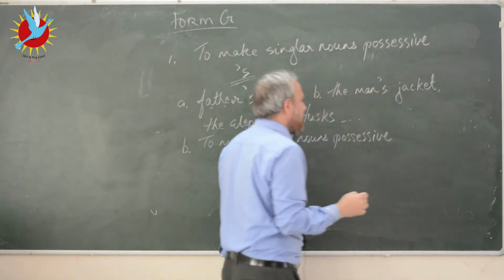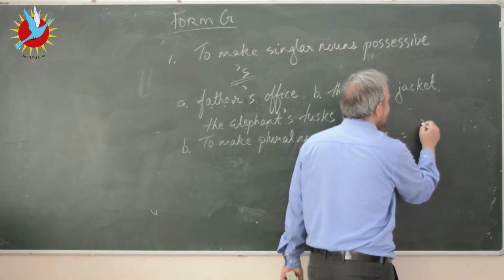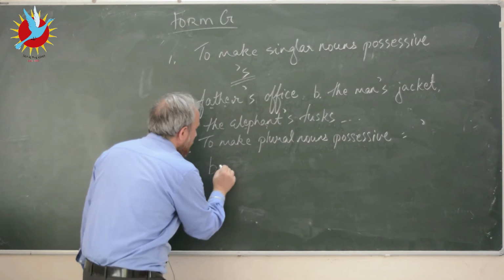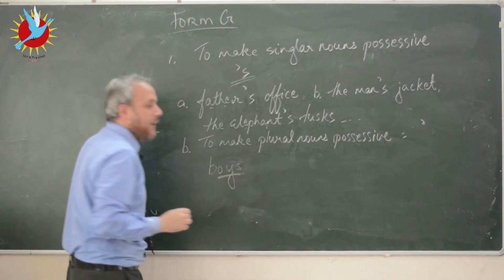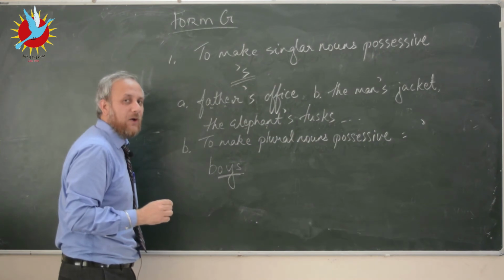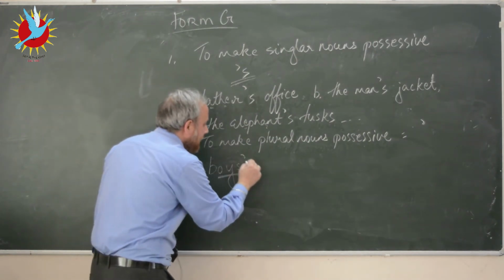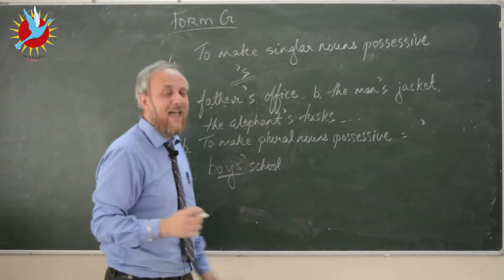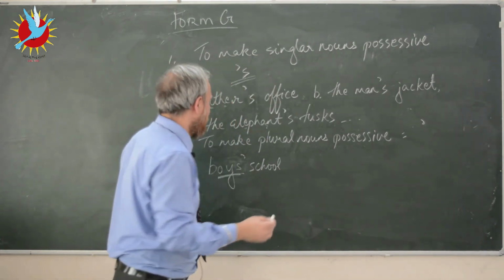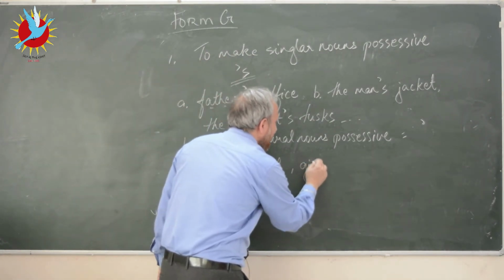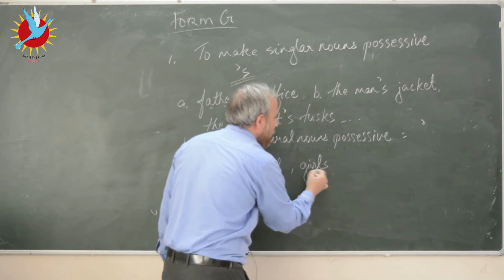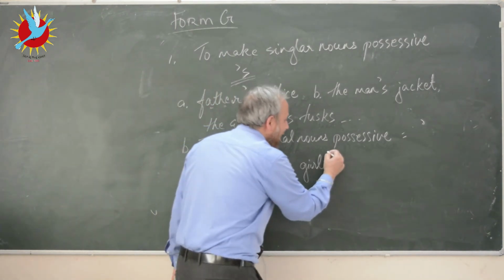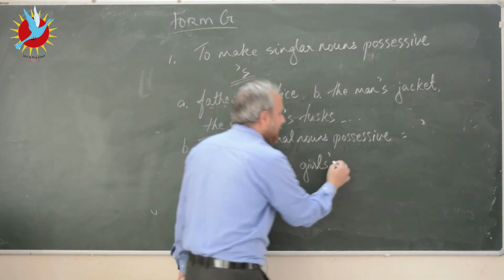All that you have to do, kids, is very simple: you just add the apostrophe. Okay, so let's say boys. Boys is a plural noun, yes or no? Yes. So boys' school. What do I mean? I mean to say that it is a school where many boys study. Or let's say girls. Girls is a plural noun? Yes. So if I want to make it possessive, I will add the apostrophe after the S.